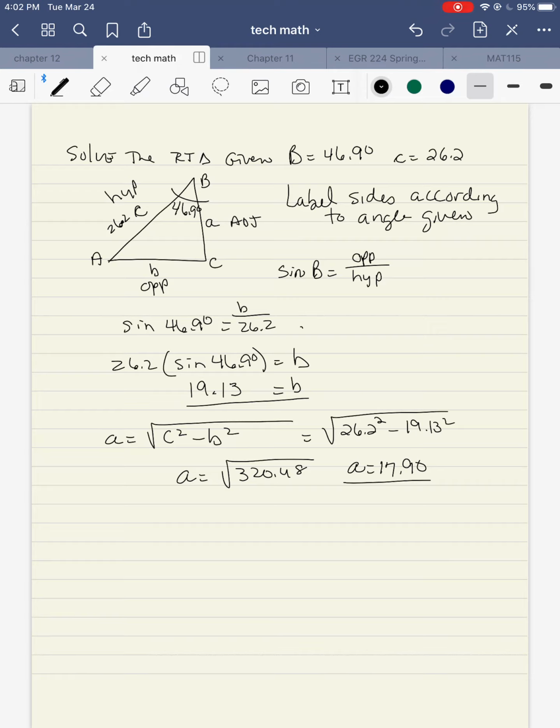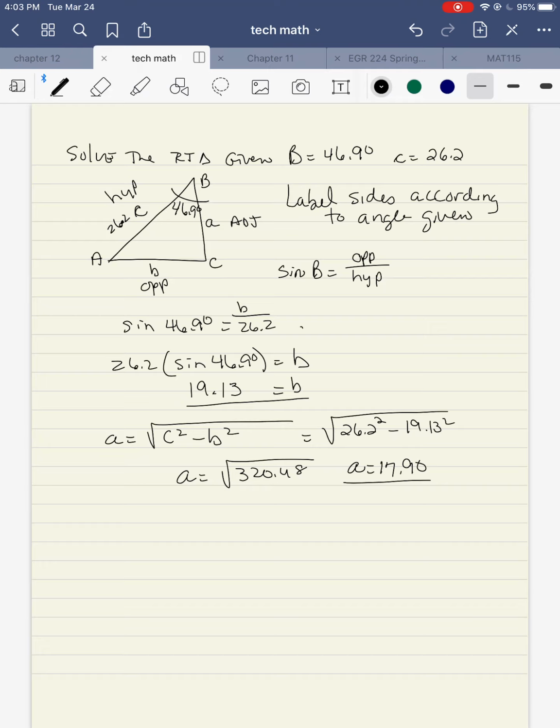Now the unknown is in the numerator, so this becomes a multiplication problem using algebra to solve for B. It's going to be 26.2 times the sine of 46.9 degrees, and that comes out to 19.3. So I take the sine of 46.9, multiply that by 26.2, and I get 19.3 for side B.